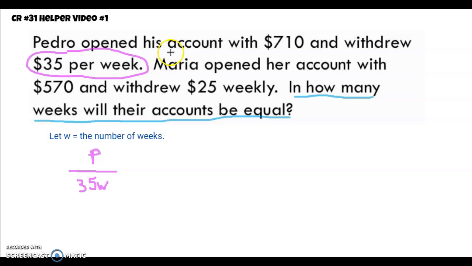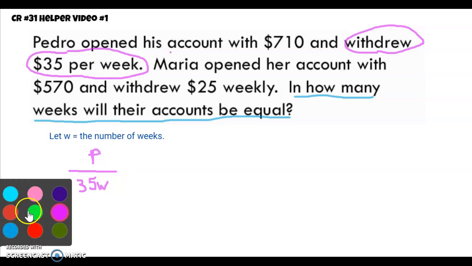Now it says that he opened his account with $710 and then withdrew that amount. So if he opened it with $710, I'm going to write the $710, and then withdrew means subtraction. So I'm going to put a subtraction right there between the two. All right, we are done with Pedro.